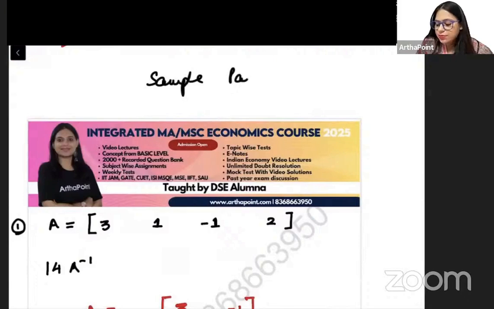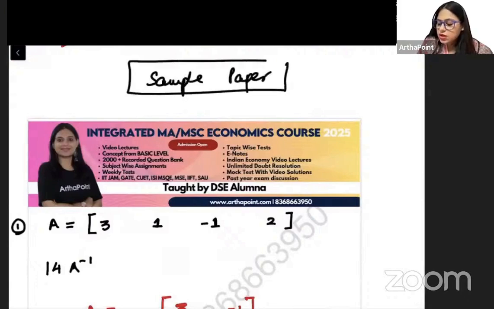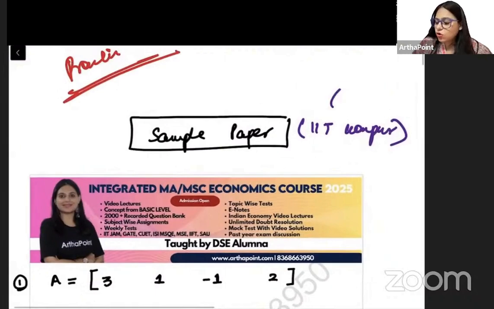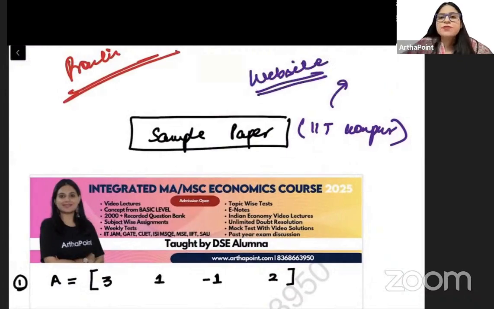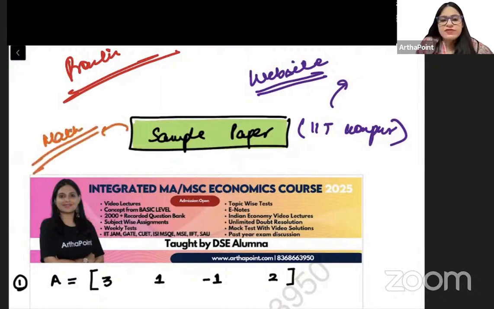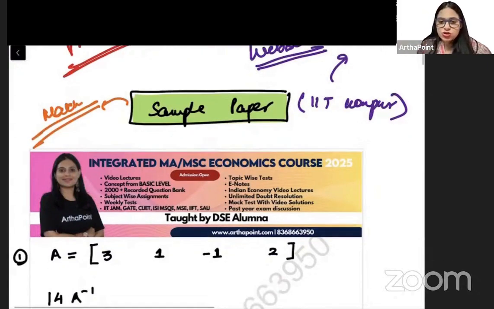Now let's begin with the sample paper discussion. This paper is given by IIT Kanpur itself, and it is also available on our website, so you can just download it. I'm going to take the first 10 questions today. I will discuss the maths questions today and show you how easy these questions are. So look at the first question, beta.